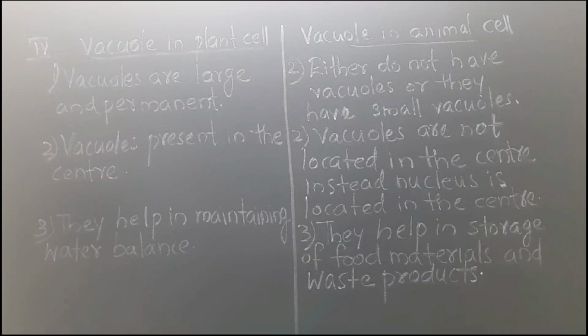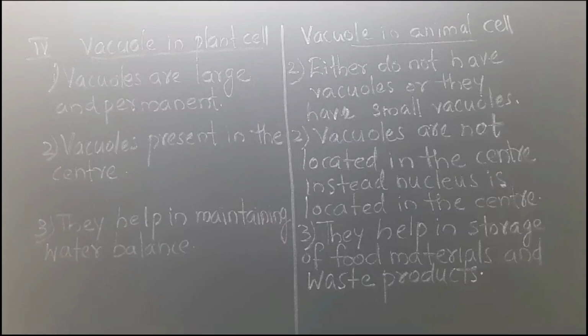Next question is difference between plant cell and animal cell. This question's answer we have done in short answer questions. The second question is give main difference between a plant cell and an animal cell. In that these differences are given.